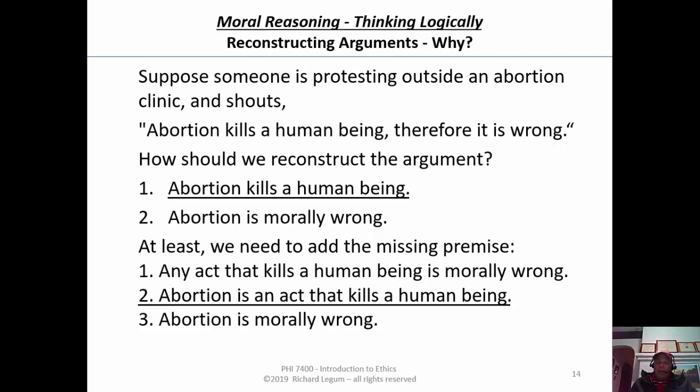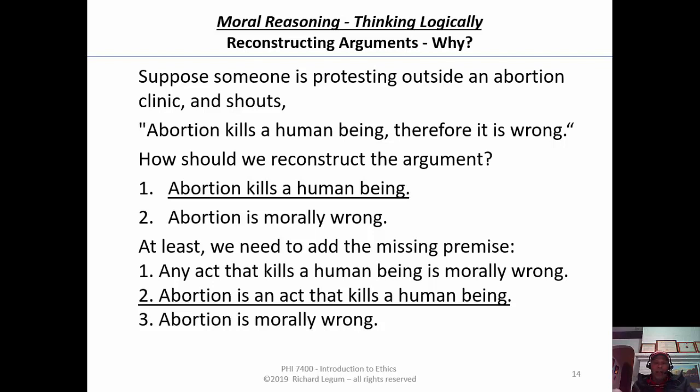Okay, so let's assume that's right. Can we get a better argument out of that? Well, we see any act that kills a human being is morally wrong. We said it doesn't account for acts of self-defense. However, maybe we can change that first premise so that it will accommodate it.